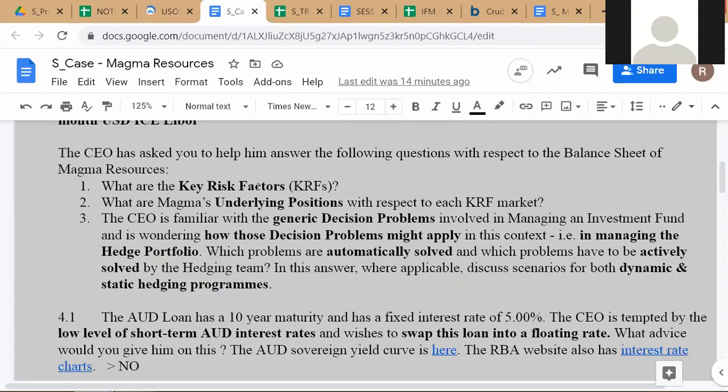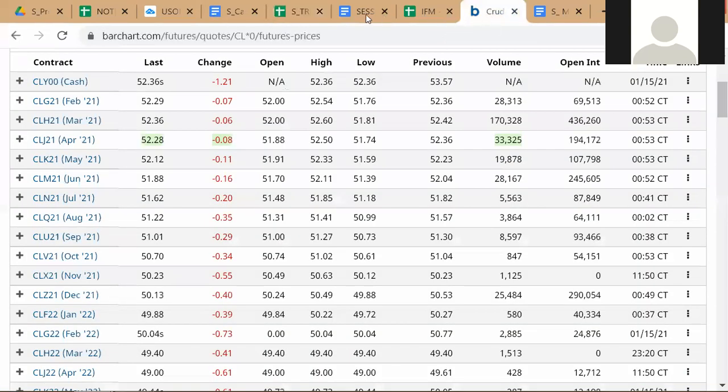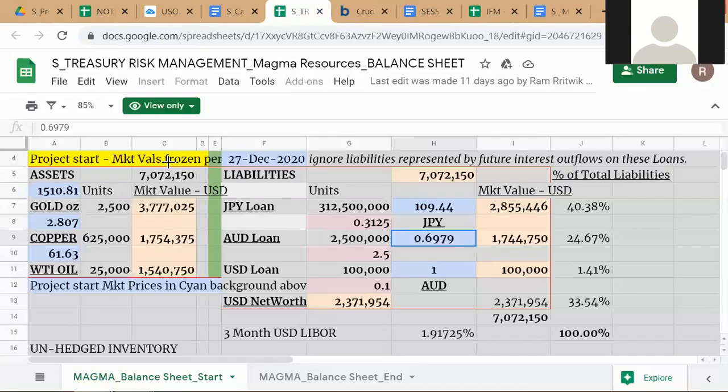Okay, the KRF is very closely related to the underlying position. The KRF basically makes you zero in on certain markets. You look at the stylized balance sheet, the economic exposure balance sheet, and then you identify the KRFs on the asset side. You identify gold futures front month, copper and West Texas oil front month futures. So immediately you start watching this stuff. You pull up your price displays on the terminal, and you start forming views on it.